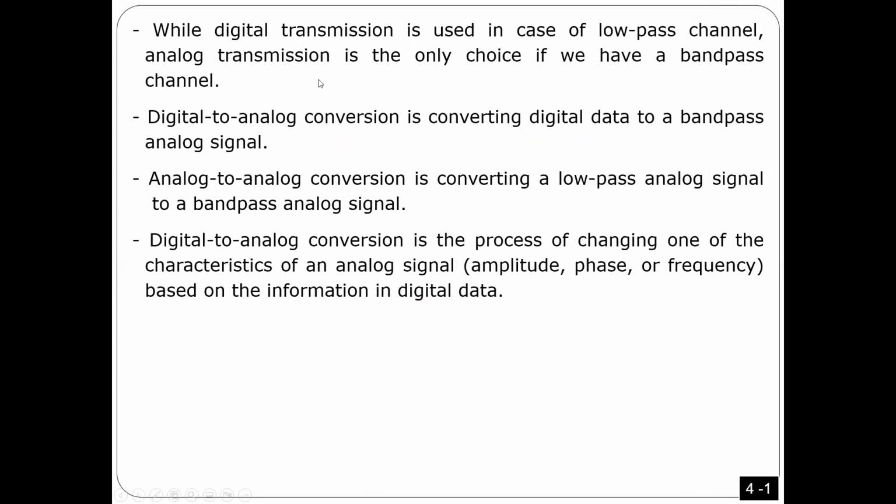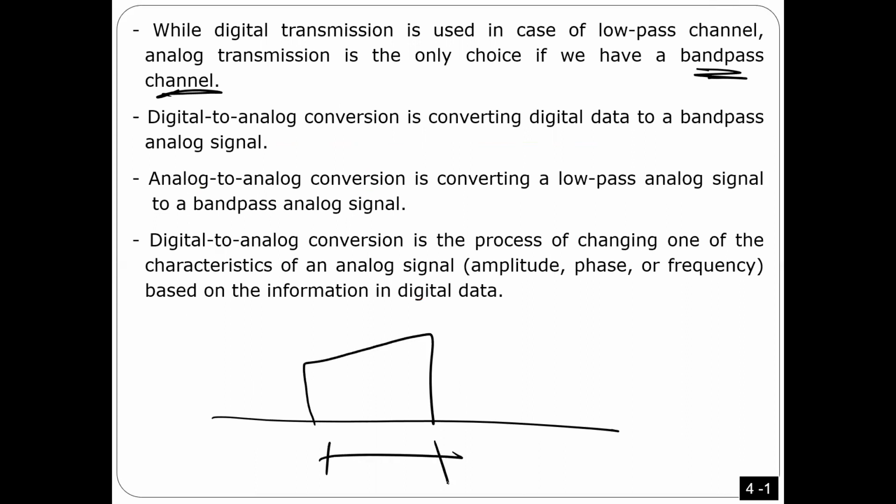Here we use analog transmission in the case of bandpass. You don't have another option. If you have a bandpass, a certain bandwidth, you cannot transmit digital. You don't have any other option other than doing modulation and demodulation. Modulation means converting the binary data to analog. Digital to analog conversion is converting the digital to a bandpass analog.